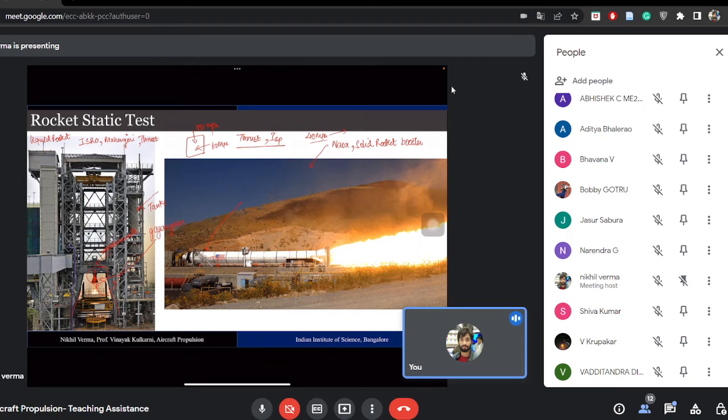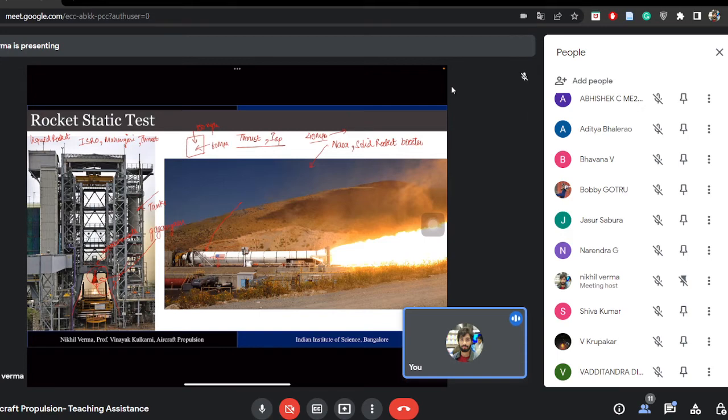So let me answer this. For a liquid stage, it is always advisable to test the rockets in a vertical way, because in a real case also your rocket will always be vertical. But in case of a solid rocket, if you place it in a horizontal way, the thrust stand that will be needed will be very big and huge.